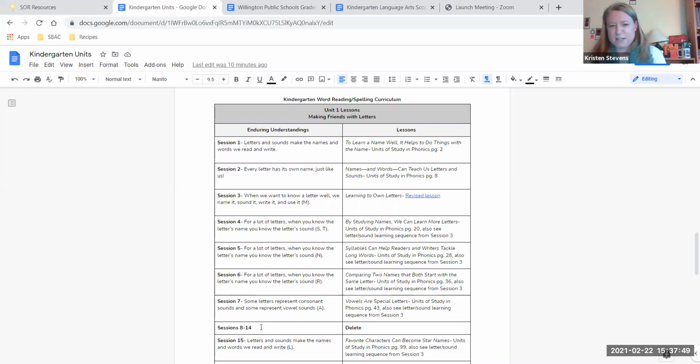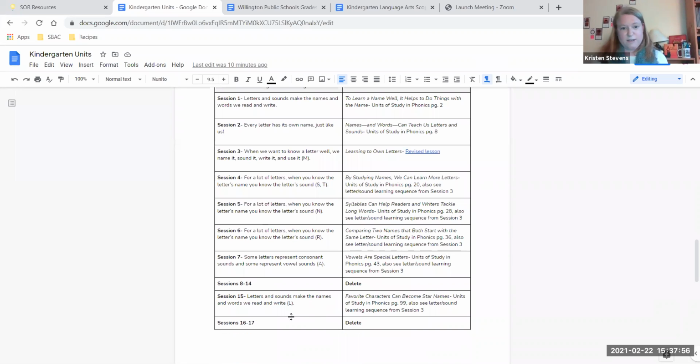It's a lot of fluff. So I pulled out the fluff in sessions 8 through 14. And then session 15 was pretty good. And then sessions 16 through 17 were another just fluff, so we're deleting that. I do feel like I need to explain somewhere in more detail why those things are deleted. I think I left that part out. So when I go back and revise, I will explain why these lessons were deleted.